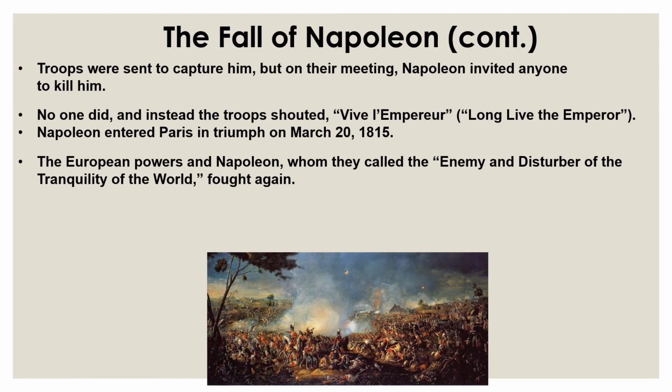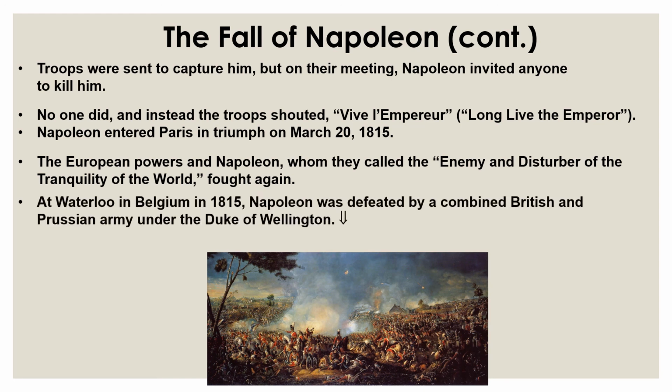Napoleon then entered Paris with the French troops that were not supportive of Louis XVIII. They were supportive of Napoleon instead. He entered Paris in triumph on March 20th, 1815. And the European powers and Napoleon, whom they called the enemy and disturber of the tranquility of the world, fought once again. The last battle will be at Waterloo in Belgium, the Battle of Waterloo in Belgium, 1815.